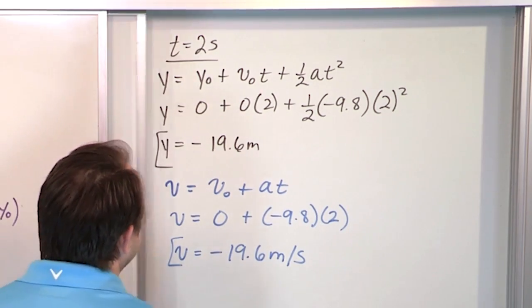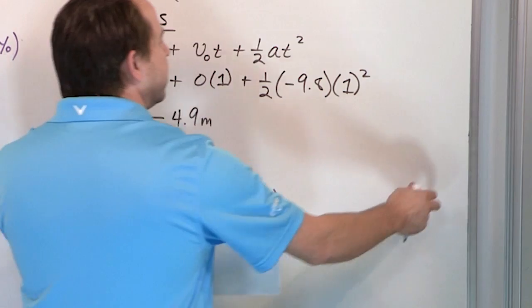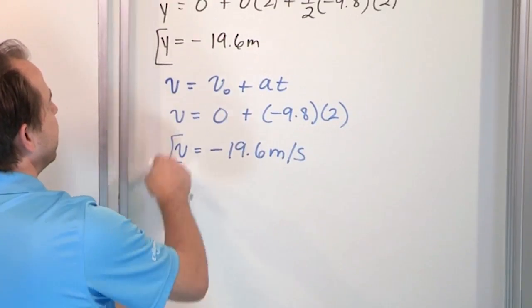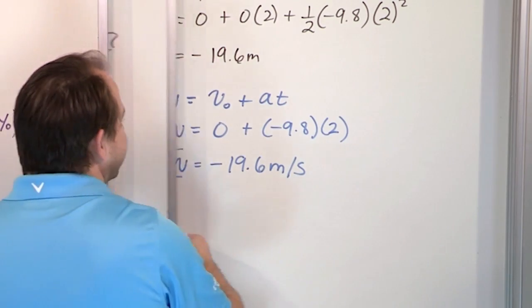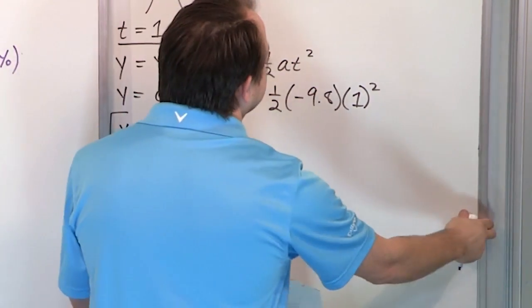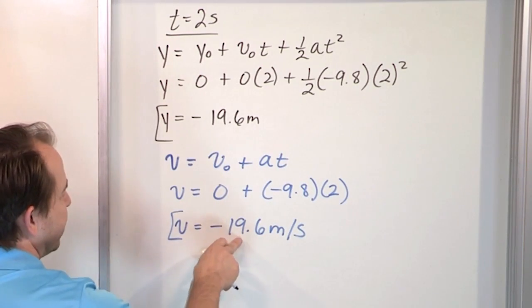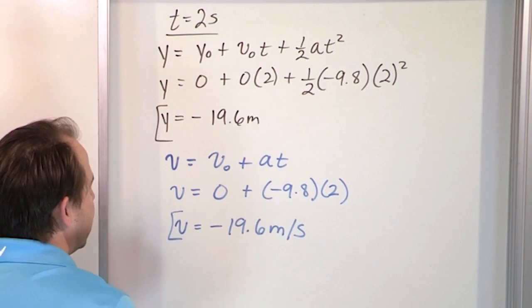So notice the big jump here. You go from, after 1 second, 4.9 meters down, but after 2 seconds, you're much farther down, 19.6. After the first second, you're at 9.8 meters per second. And then you're double that at 19.6, because every second you're gaining the same amount of velocity.